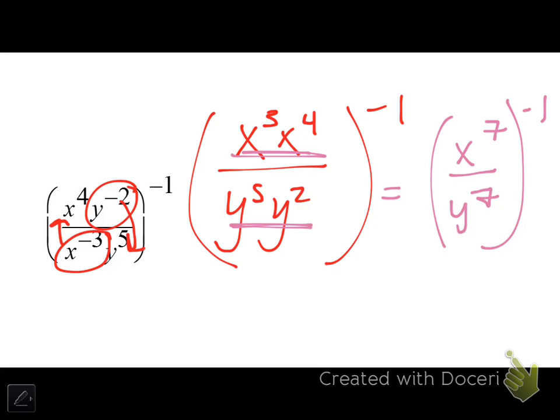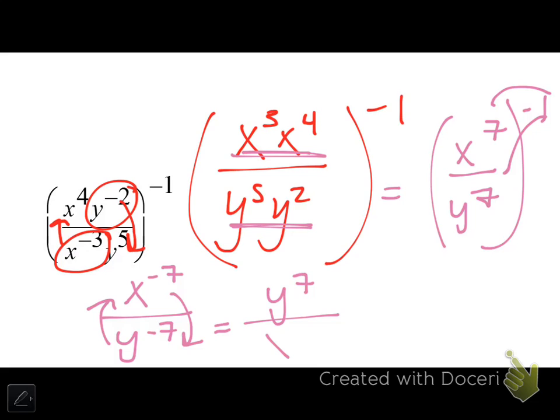Okay, now I got to distribute my negative 1 power to both of them, because it's both in my parentheses. So I'm going to get x to the negative 7 over y to the negative 7, which then I have to flip because they need to be positive. So there's my answer.